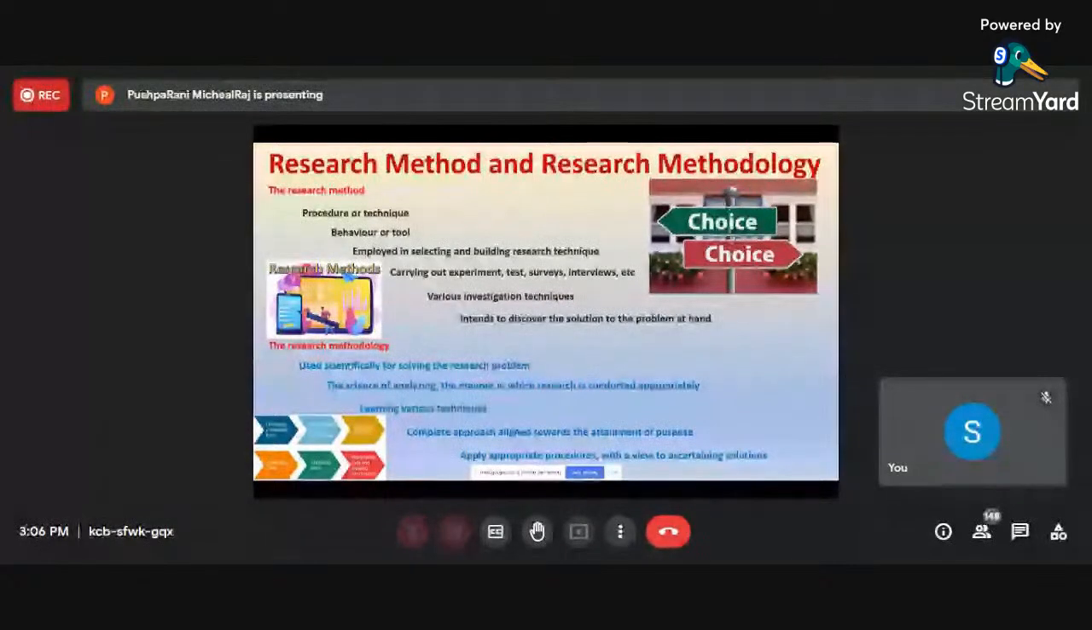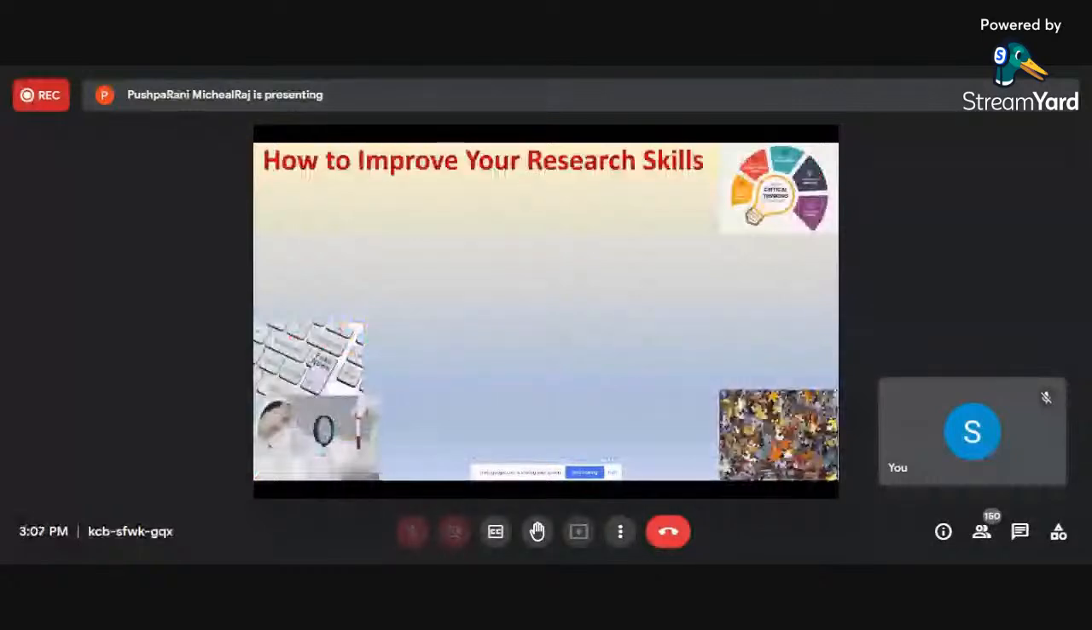So how I can implement those skills for my research is a methodology. So how I can apply appropriately for a particular study or a particular experiment is what is called research methodology. So now we know the research methods and research methodology, the research method versus research skill. Now we know we need to improve our research skill. How we can improve our research skill.